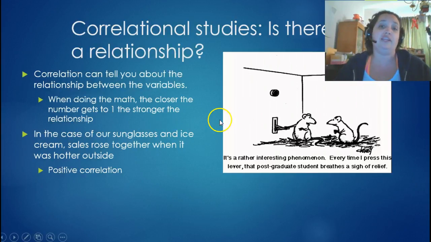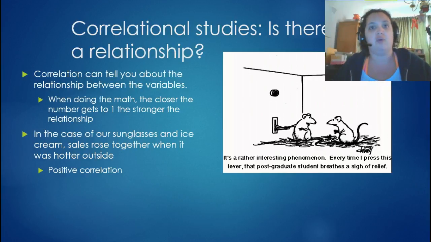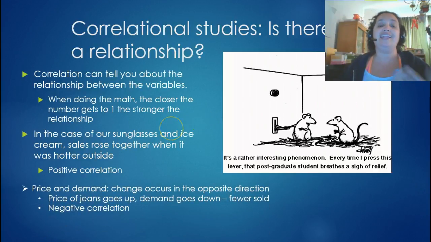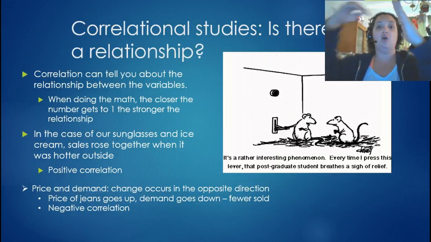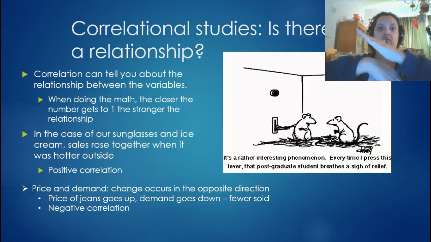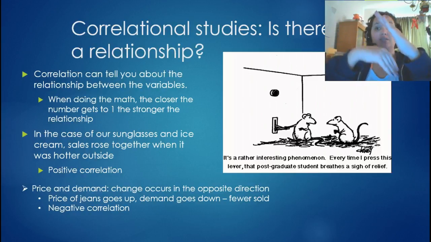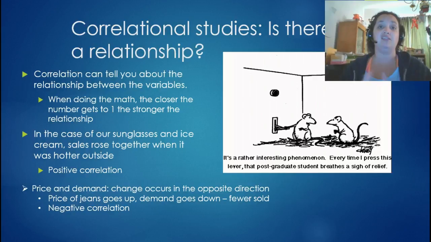But what about jeans? Anybody like to buy jeans? What happens if the price of your jeans keeps going up and up and up? We buy less, right? So the price goes up, the demand goes down. This would be what's called a negative correlation because while one is going up, one is going down. Okay, so if the sale of our ice cream went up, but the sale of our sunglasses went down, that would be negative. But because they go up together, that's positive.